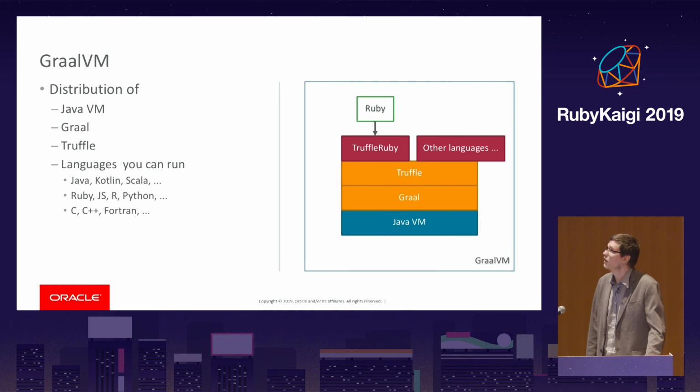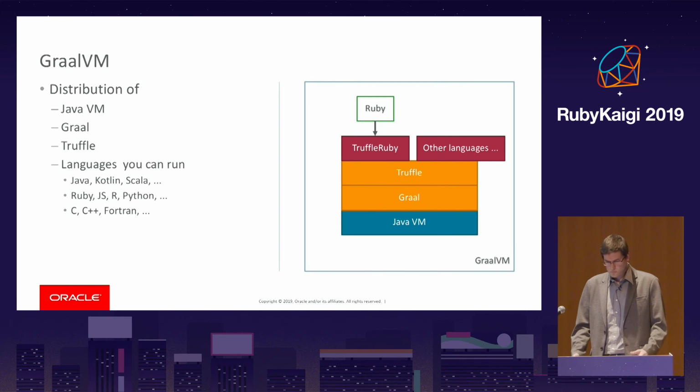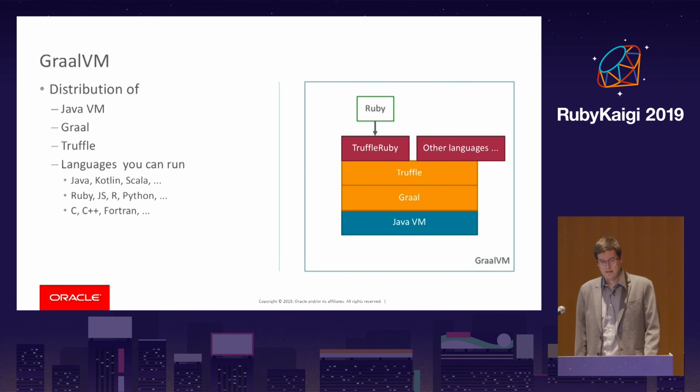We distribute all of this in GraalVM, which is basically one distribution of the Java VM and the libraries which contain the Graal compiler and the Truffle framework, and also some of the languages you can run on this. So the JVM languages are Java, Kotlin, Scala, or the dynamic languages Ruby, JavaScript, R, Python, and also, as I show on the next slide, C, C++, and Fortran.